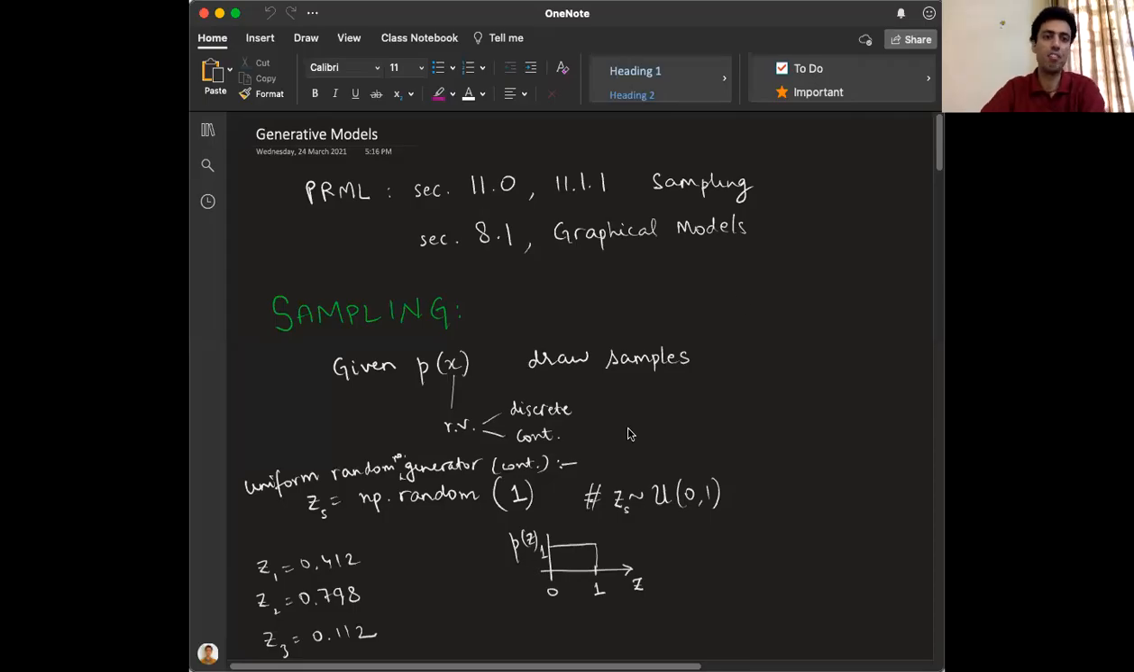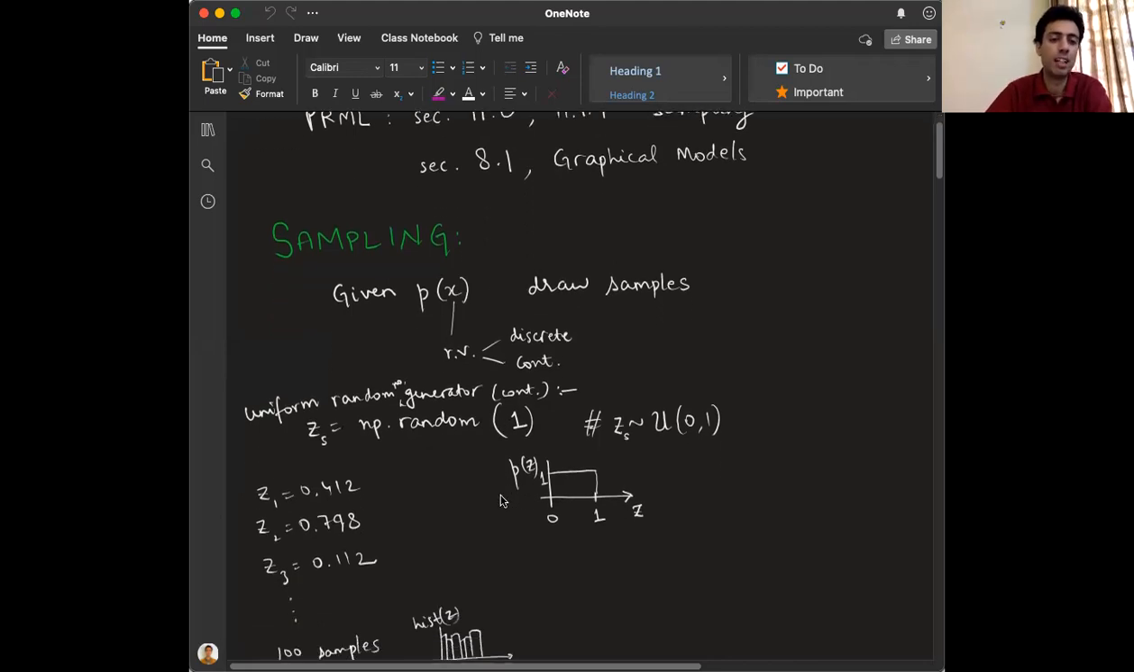Yeah, so we have been discussing generative models. These are the references for what we are discussing. And we discussed sampling. What is sampling? You are given a distribution P of X, where X is a random variable. It could be a discrete random variable or continuous random variable. And you are given this distribution or PDF, probability density function. And then your task is to draw samples from this PDF.